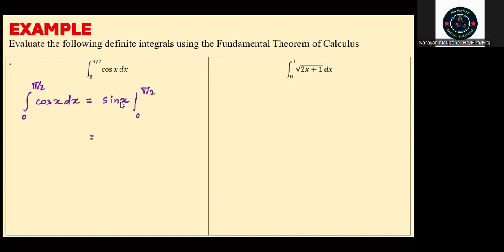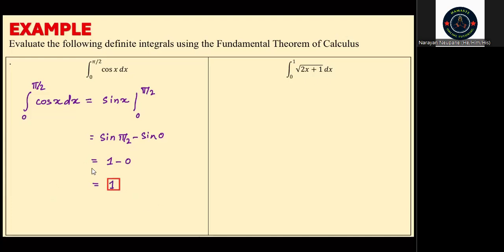So that will be sine of the upper limit, pi over 2, minus sine of the lower limit, 0. So sine pi over 2 is 1 and sine 0 is 0. So 1 minus 0 is equal to 1. So the value of that definite integral is 1.